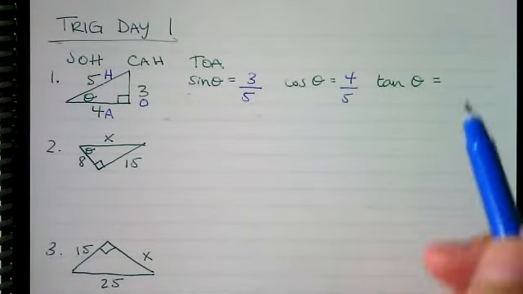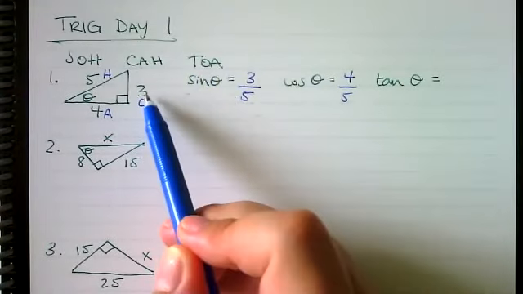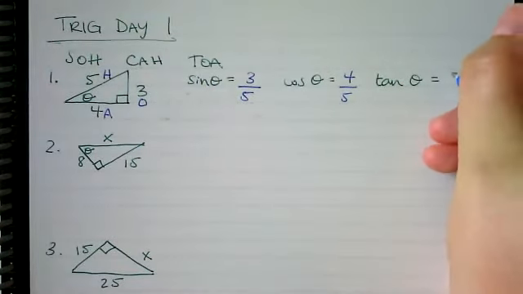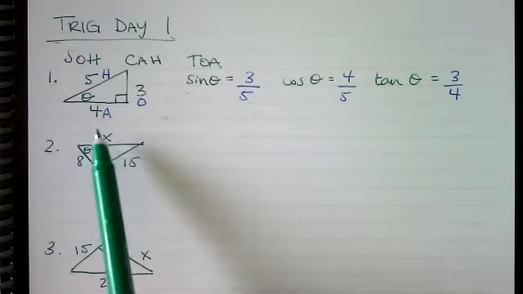For tangent, I am using the opposite side over the adjacent side. So this one's going to be 3 divided by 4. And that's all we're doing for these: we just need to figure out what my sine, cosine, and tangent ratios are. So moving on to question number 2, you can see that we're missing a side here.